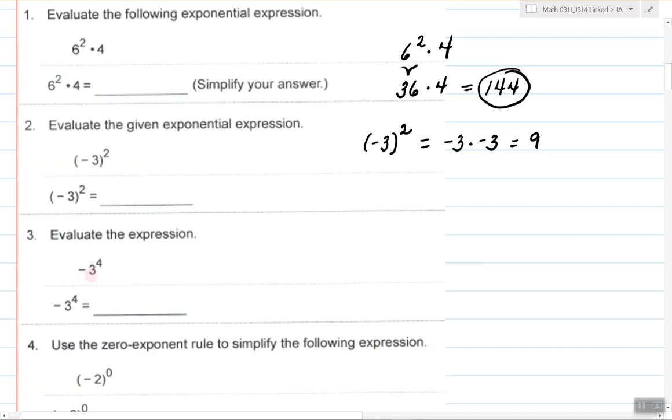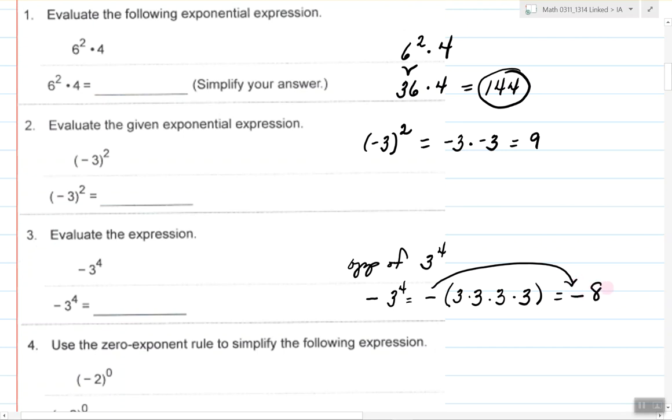If what appears to be a negative base is raised to a power, and it's not in parentheses, then it's really not a negative base. This could be read as the opposite of 3 to the 4th power, and they do that by writing minus and then 3 to the 4th power. This is a negative in front of 3 times 3 times 3 times 3. That negative carries over, and it's negative 81.